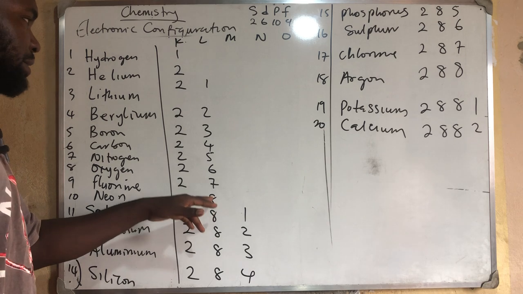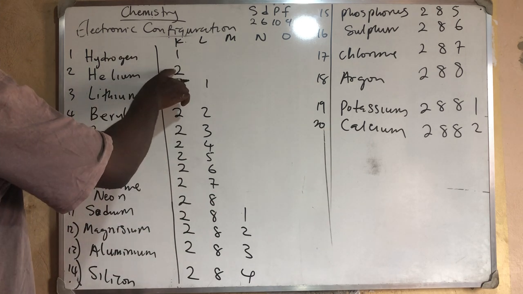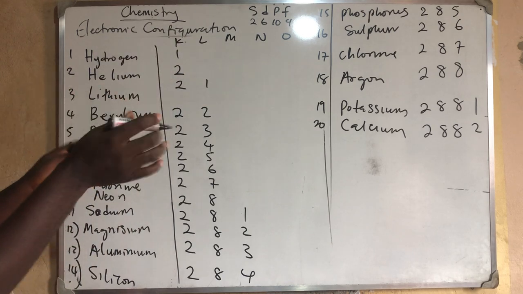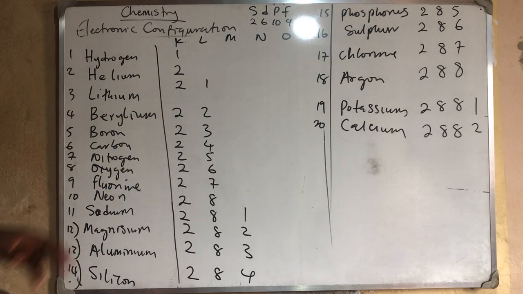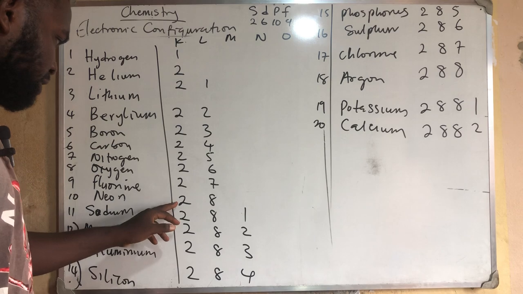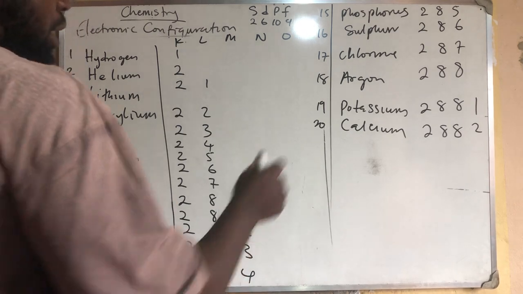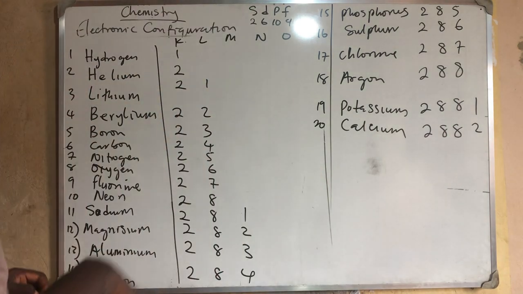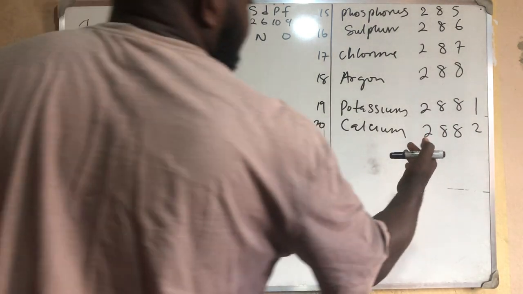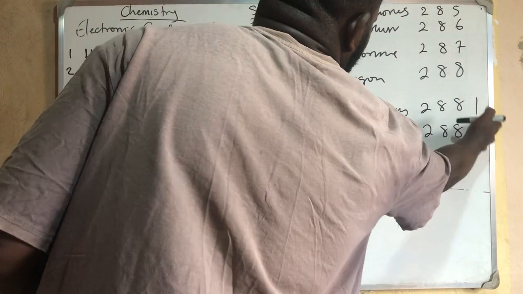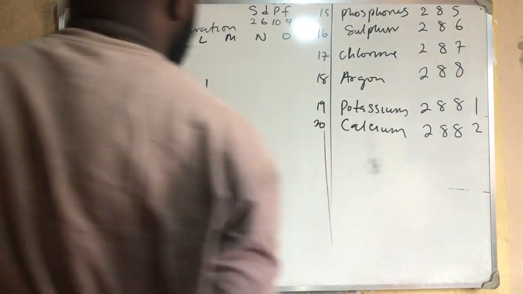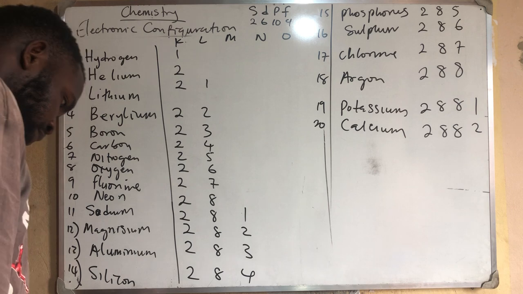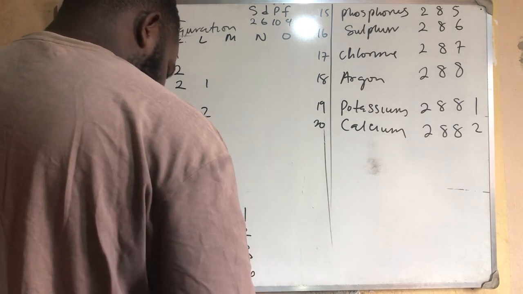Anyone that is like this one is saturated as well. Anyone whose outer shell is complete is saturated. Helium is saturated, neon is saturated. Which other one? Look at this one, 8 is saturated. So that is how it is. If you look at calcium, it is in group 2, period 1, 2, 3, 4, period 4. So that is that.